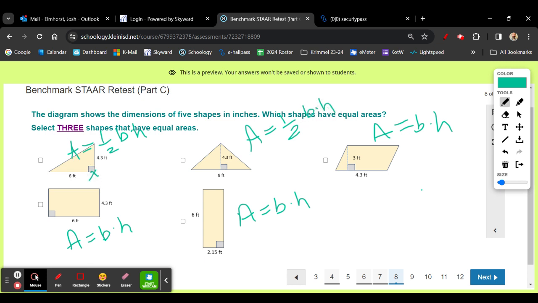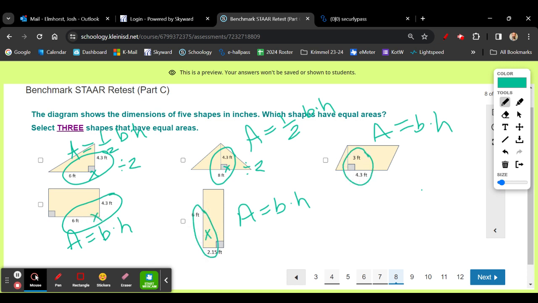So we're going to multiply these two numbers and divide by 2. Multiply these two numbers, divide by 2. And then just multiply these numbers and not divide by 2 because they are not triangles.